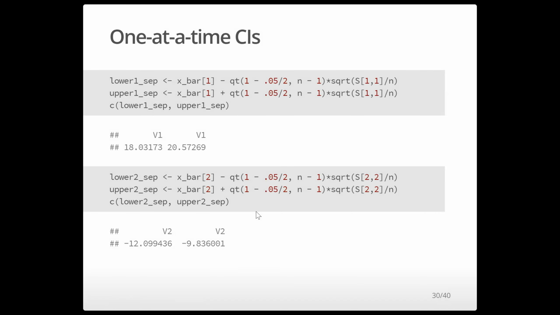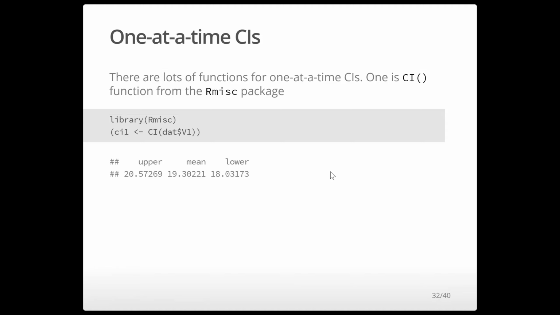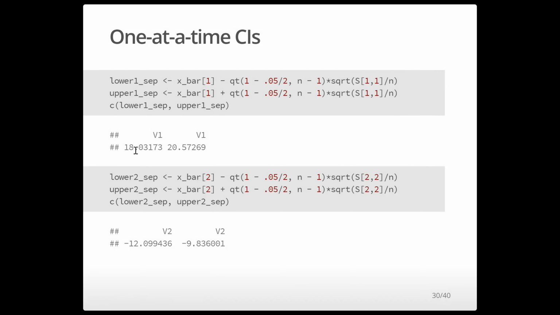And so we see we get our confidence intervals for our first 2 variables. Of course, we need to add the 3rd variable because we have a 3rd variable now. So the only thing we need to change are just the 3s here. And of course, there are lots of functions that are available in different packages in R for getting confidence intervals. One of them is the CI function from the Rmisc package. So here we see it goes from upper to lower. I'm not sure why. I wish it went the other direction, but it gives us the same result for our first variable that we saw before. So you see 18.03 to 20.57, 18.03 to 20.57, exactly the same.